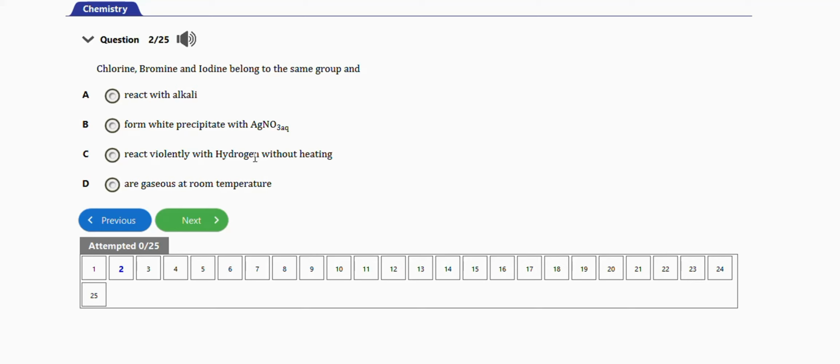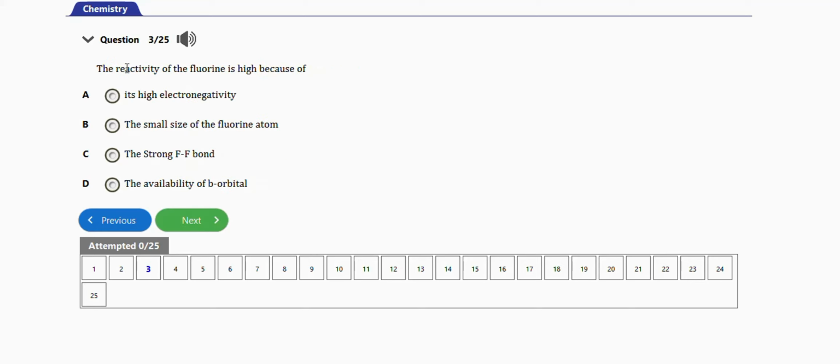So the next question will be this one. It says the reactivity of fluorine is high because of its high electronegativity, the small size of the fluorine atom, the strong F-F bond, the availability of d orbital. So the right option is option A, high electronegativity. So that's it for this question. The next question will be this one.